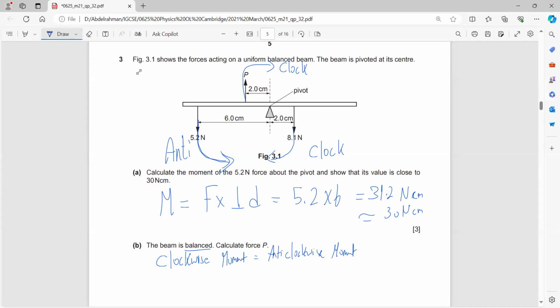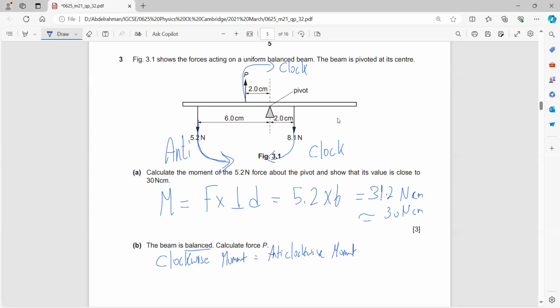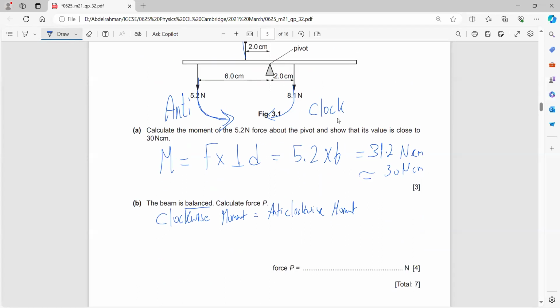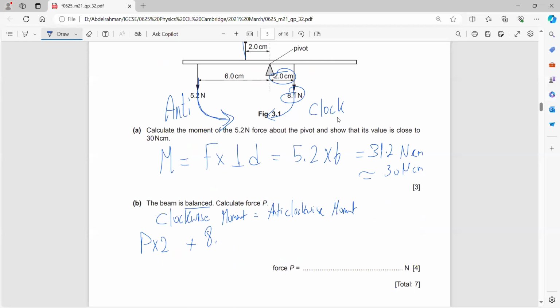Clockwise moment, force times perpendicular distance plus force times perpendicular distance. P, which is the force, I don't know the force, times the distance 2, plus the other clockwise moment, which is 8.1 times 2. I found all of the clockwise moments, and I will write them on the left-hand side, and then I will find all of the anti-clockwise moments, and I will write them on the right-hand side. The only anti-clockwise moment we have is the 5.2 times the 6 centimeters. This is how we solve this question.